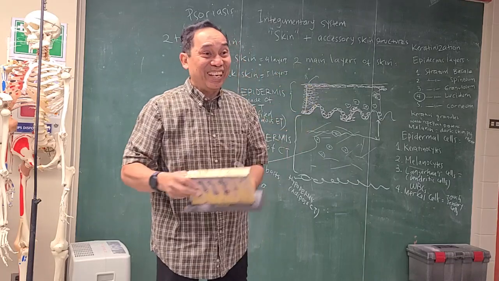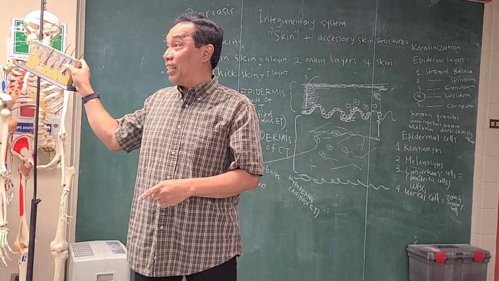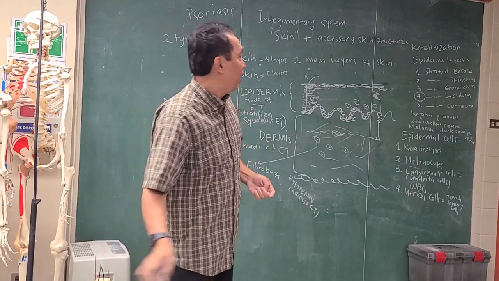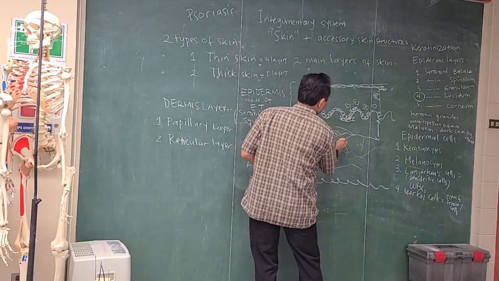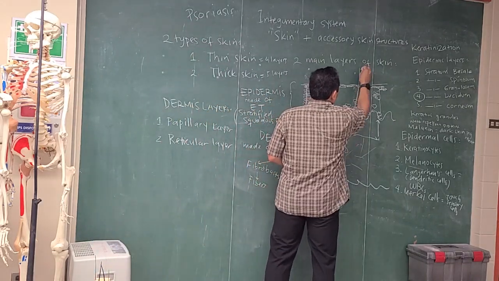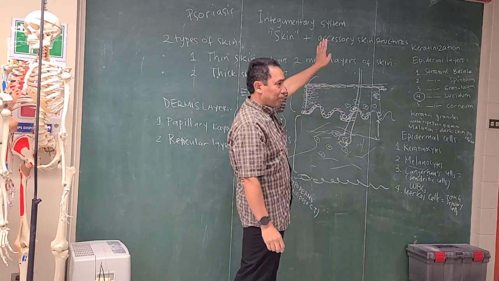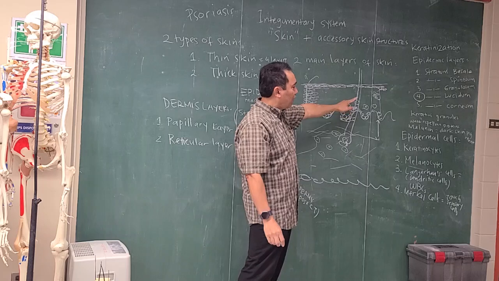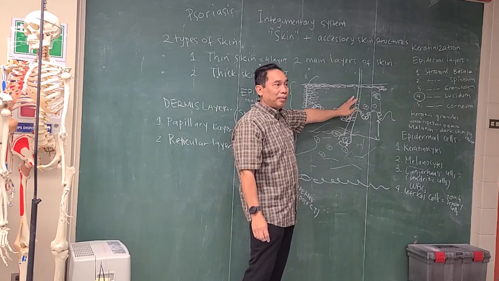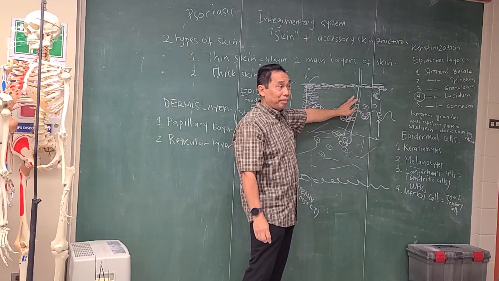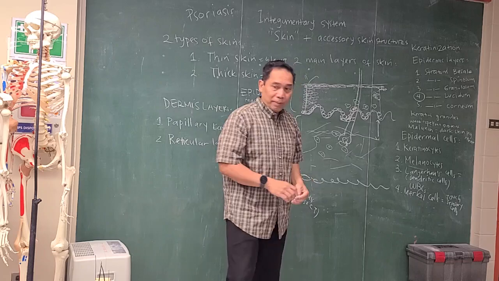It has hair on it. So this one is thin skin. On the thin skin, you have hair. The hair is actually coming from the bottom, from the dermis layer, to the top. So the skin that has hair will be thin skin. Are you with me?